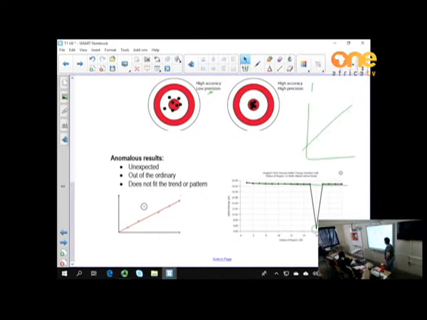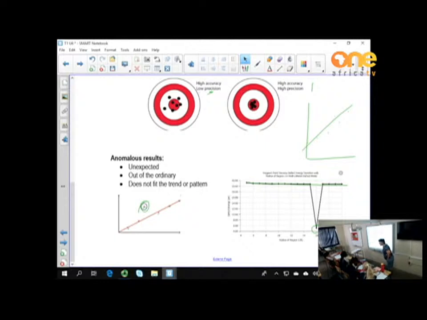That is an anomalous result, and that one is an anomalous result. It does not fit the pattern. Ignore it. If I'm working out an average of these values, will I use that one? What do we do with anomalous results? You ignore them. Do we use them to work out the average? No, it's anomalous.